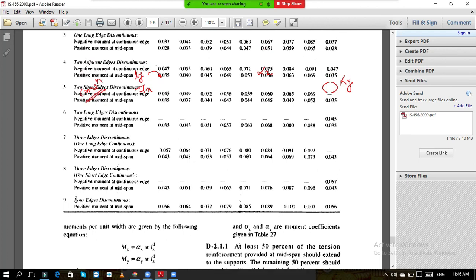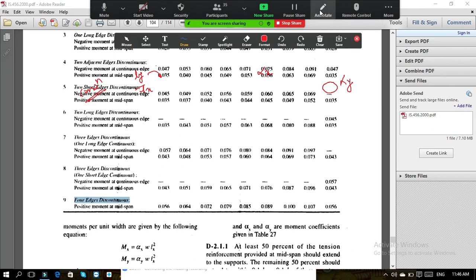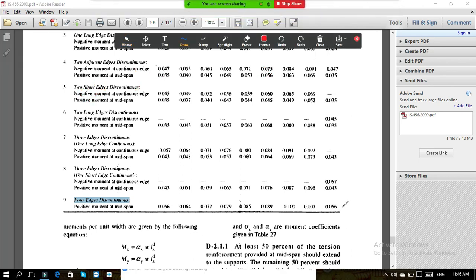Now we will see in our numerical, they have told us that this condition is given: all four edges are discontinuous. So this condition is given in our problem. You can check the numerical. So all four edges are discontinuous, and then we need to take the ratio of Ly by Lx. So what is the ratio of our Ly by Lx?